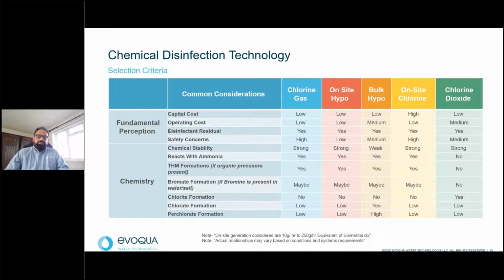The source of water and the water constituents, against the required quality of output water, is what decides which chemical is the right choice for disinfection. This particular table on the screen is prepared keeping in mind the beverage application, and hence the capacities are selected accordingly. Actual relationships may vary based on the conditions and system requirements.